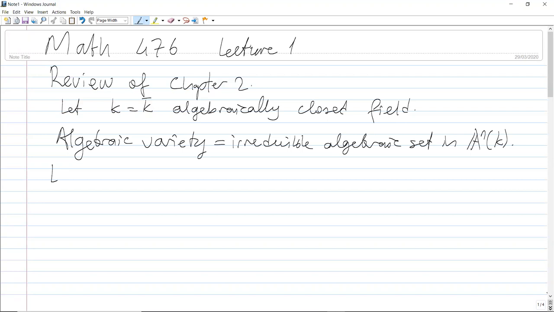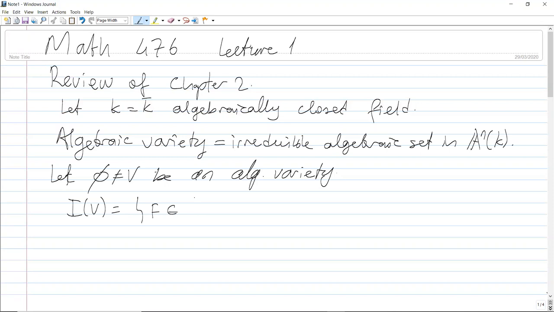Suppose now we take a non-empty algebraic variety. So always our algebraic sets will be algebraic varieties. Remember, for an algebraic set, we have the corresponding ideal, the set of all polynomials in n variables such that f of p is equal to zero for all p in V.